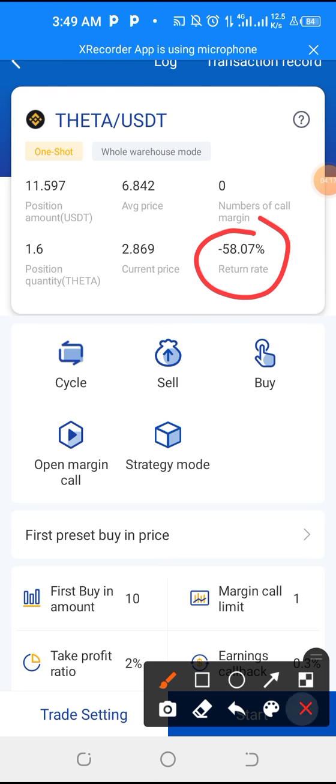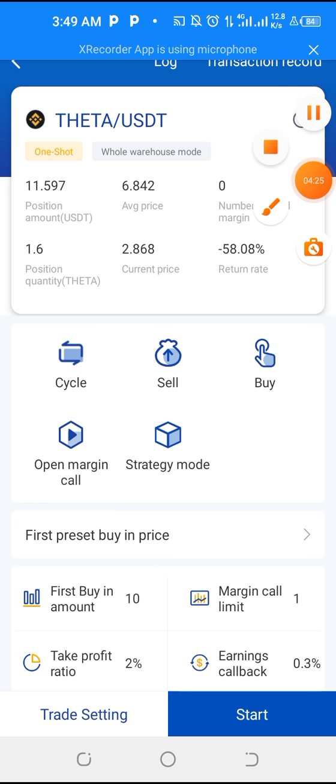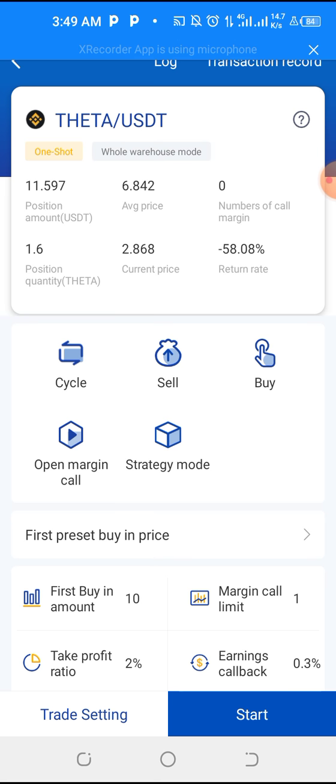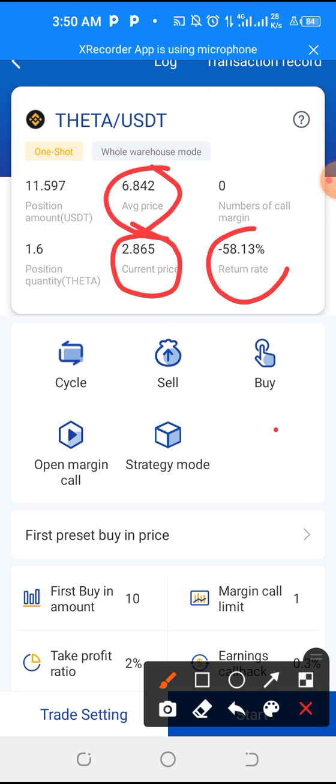The meaning is that when this trade started, it started with this average price here. When this trade started, the person bought at this price, 6.842, and now the value of that coin has come down to 2.868. So I don't have access to the Binance account of this RoyalQ account, but I can explain. Now, the person bought at 6.842 with $11.5. Now the coin has gone down by 58% because the coin has gone down to 2.863.